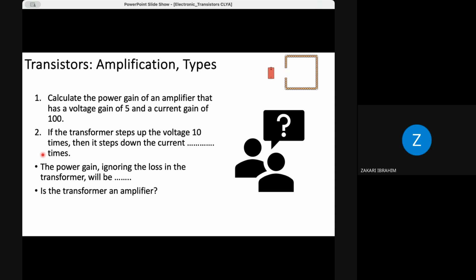The voltage steps up 10 times. Then the step up will be.